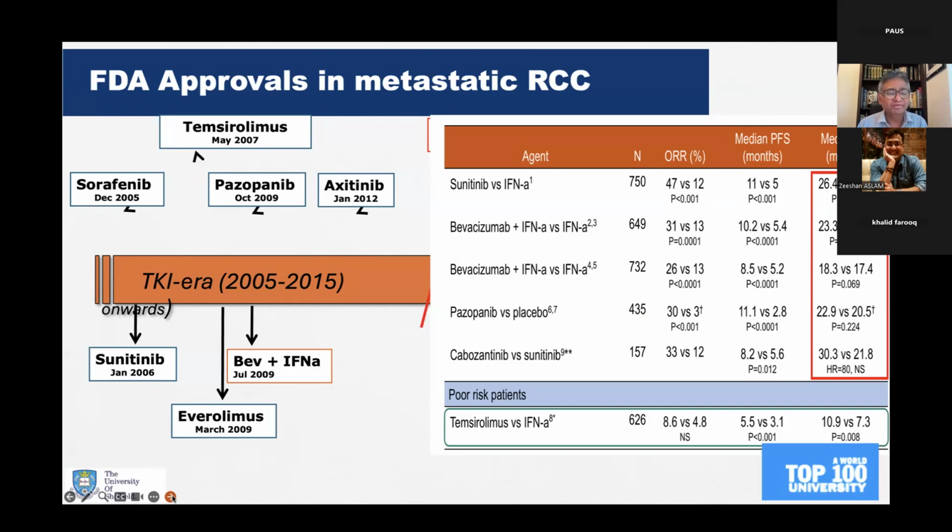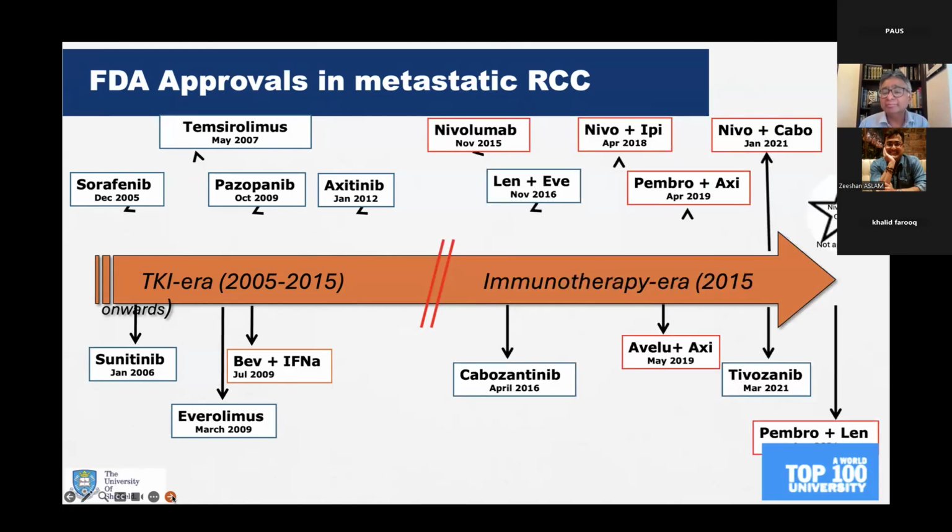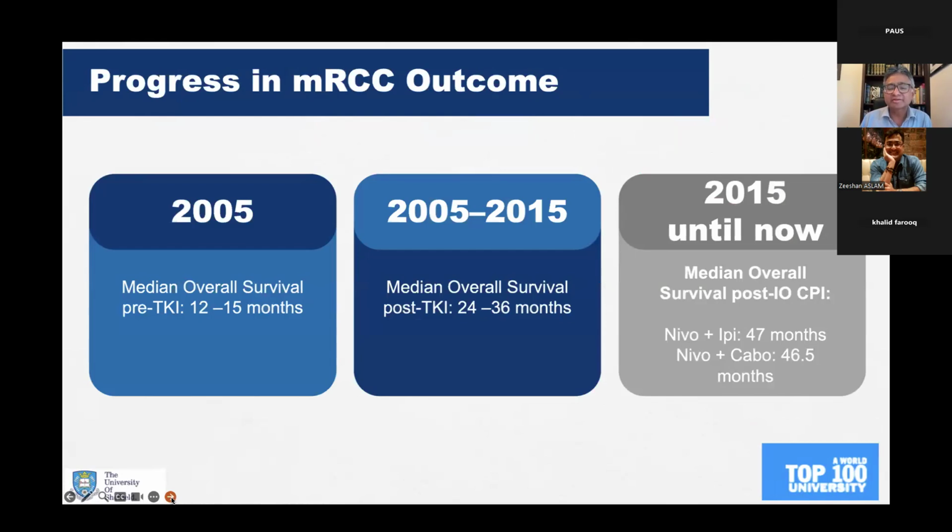So things were moving. And then came the immunotherapy era, which is immune checkpoint inhibitors. And you had nivolumab, nivo-ipi, nivo-cabozantinib, pembro-axitinib, lenvatinib, everolimus, cabozantinib, avelumab plus axitinib, tivozanib, pembro plus lenvatinib. So all of that is really, really interesting because what it is telling you is that the arena has completely changed and you're seeing survival, which is significantly more.